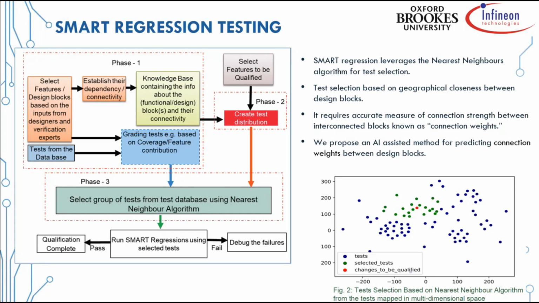To improve this process, we proposed an AI-assisted method for predicting connection weights between design blocks, which basically enhances the efficiency and the test accuracy, basically the test coverage, when you run a particular regression.